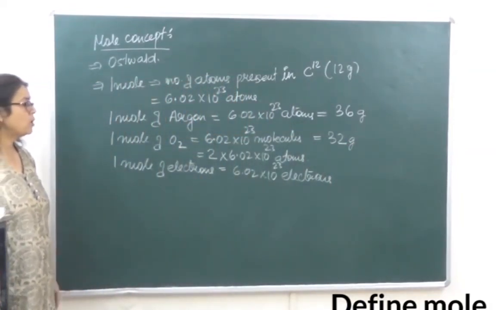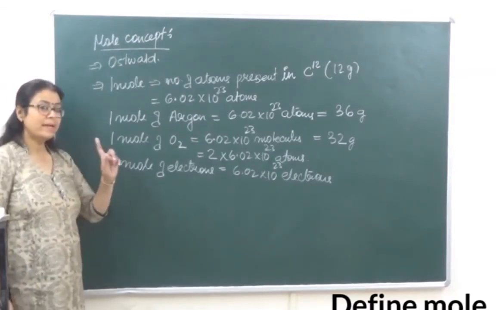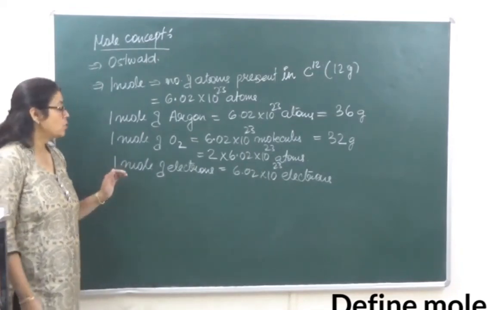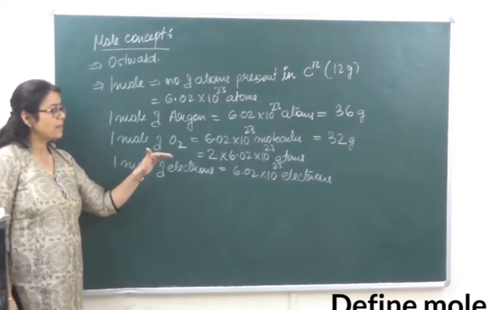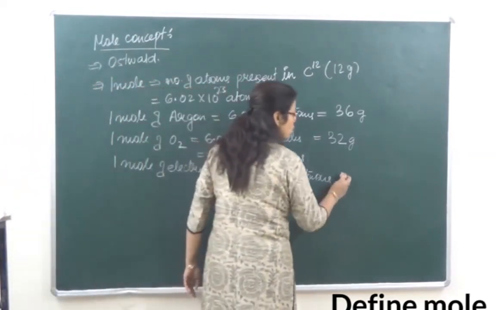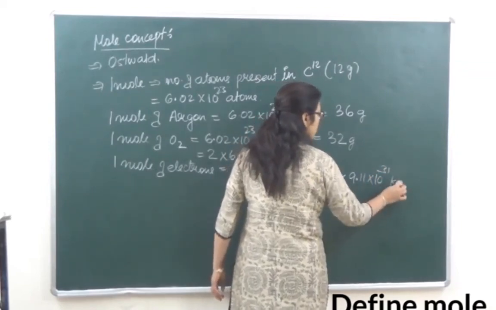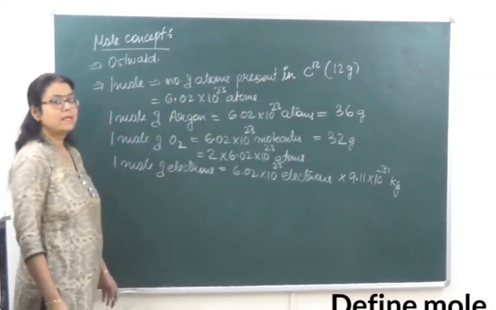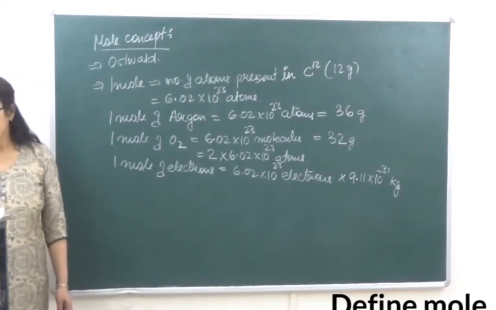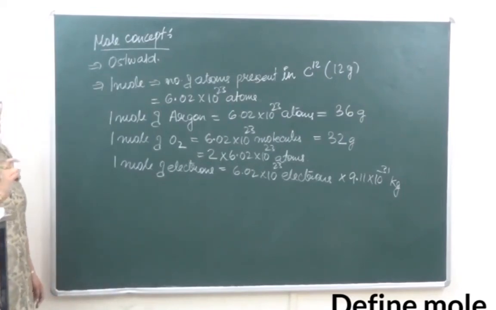Similarly, if we take 1 mole of electrons, what will be the mass of 1 mole of electrons? The mass of 1 electron is 9.11 into 10 raised to power minus 31 kg. So the mass of 1 mole of electrons is 6.02 into 10 raised to power 23 into 9.11 into 10 raised to power minus 31 kg. So this is the mole concept. Now how are we going to calculate the number of moles?